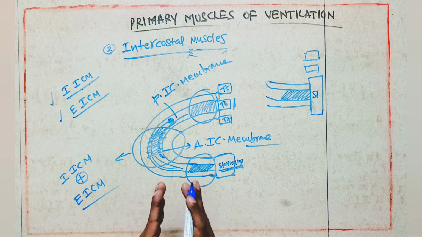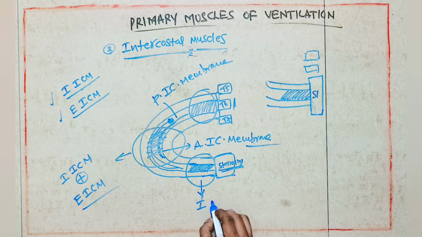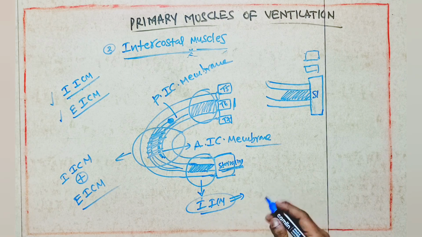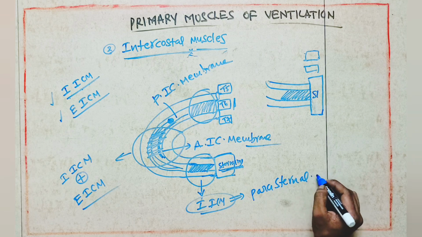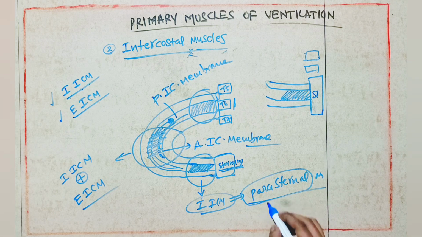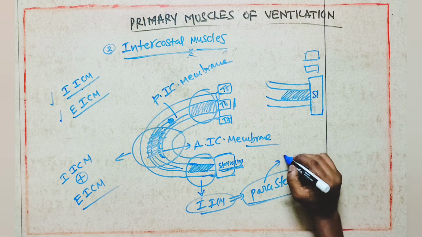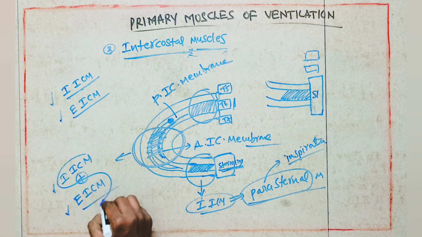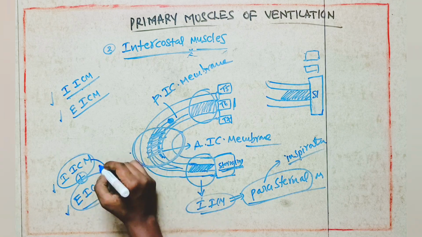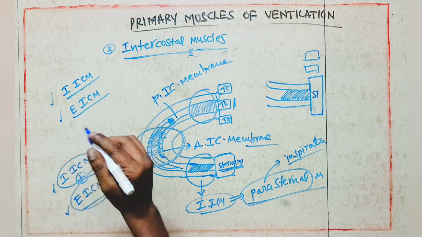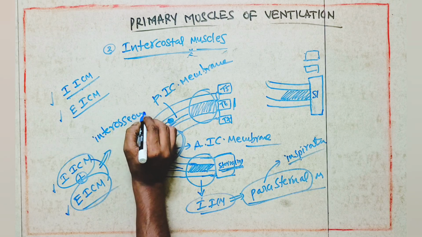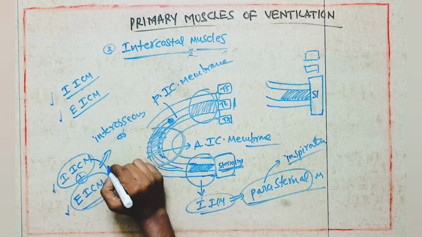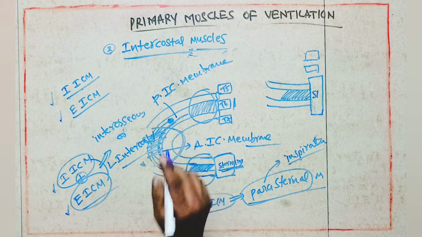The muscle which is present anteriorly near the sternum, that is the internal intercostal muscles, are called the parasternal muscles. These internal intercostal muscles are the main, most important inspiratory muscles among the intercostal muscles. Now we'll see the overall action. One more point: together, these muscles in the lateral curvature of the rib, we will call interosseous or lateral intercostals. So this is the name for these muscles.